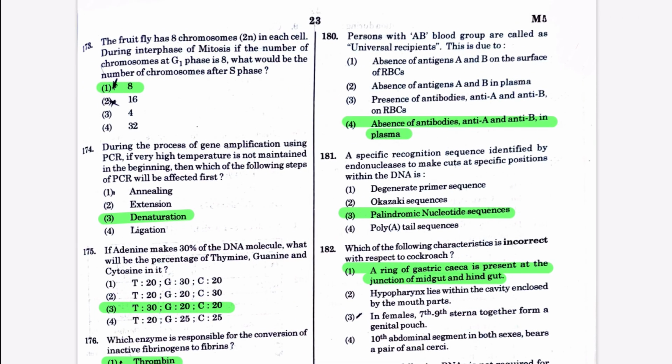Okay, so look at this question. The fruit fly has 8 chromosomes in each cell. So they've given 2n is equal to 8. And they have told that during interphase of mitosis, if the number of chromosomes at G1 phase is 8, what would be the number of chromosomes during S phase? Always remember, in S phase, DNA replication and centriole duplication only will take place. There is no change in the chromosome number. So obviously it would still be 8 only. So the answer is 8.